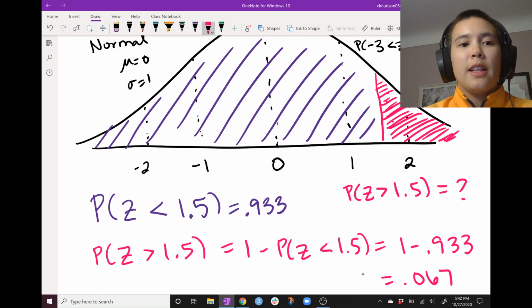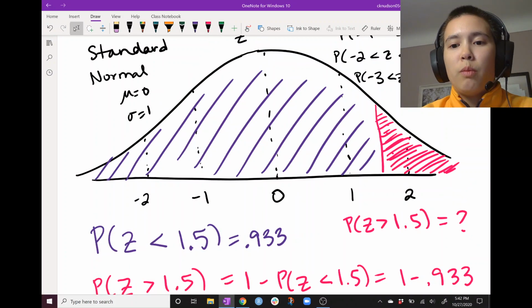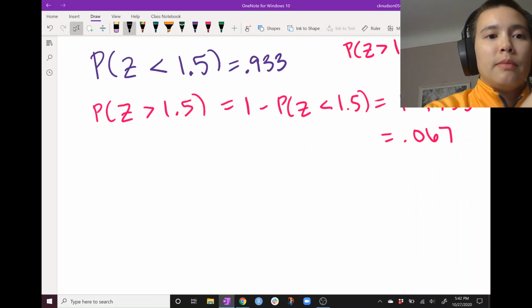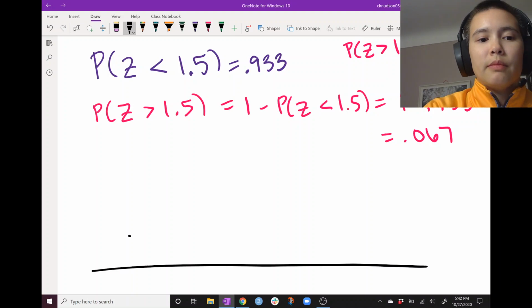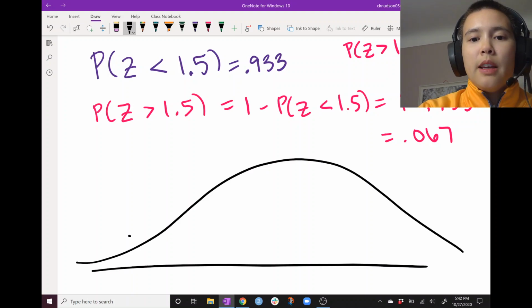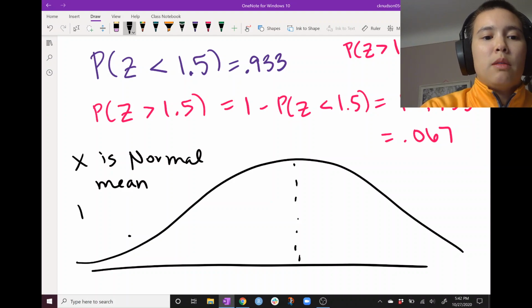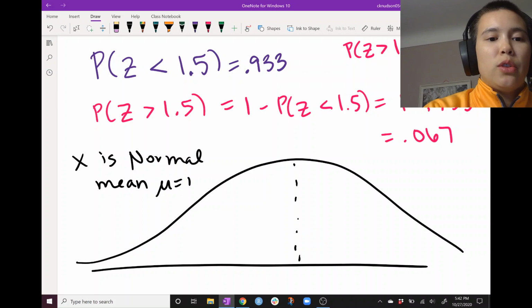Okay, let's do one more example. In the example we just did, we had a standard normal distribution. Let's go back to having just a different normal distribution. Let's have mean 1, and then standard deviation equal to 2.